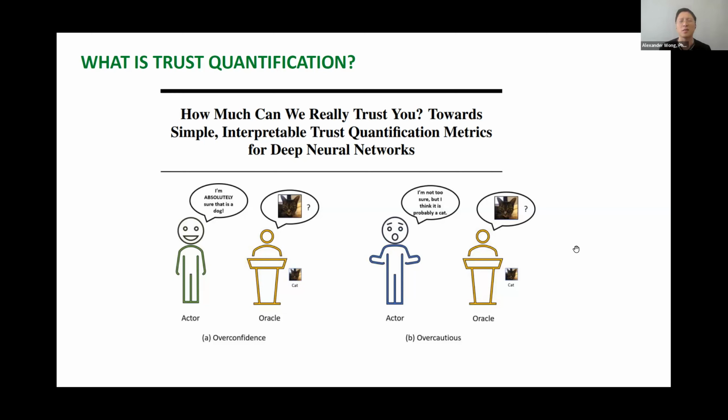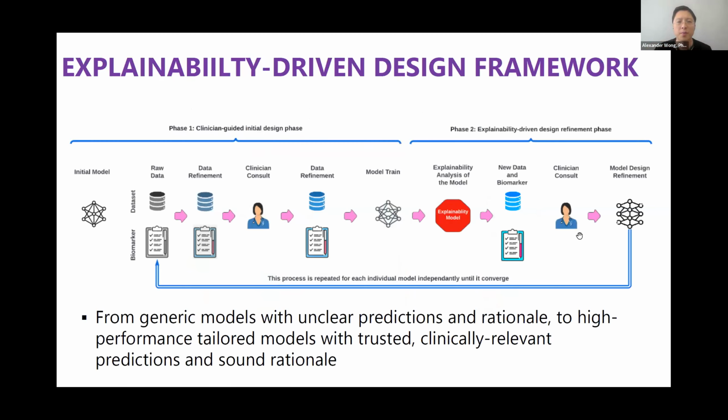And we've had a lot of success improving the overall reliability on not only the decisions being made, but also the actual level of certainty or confidence that the AI has in its overall decisions. Right? And so using all of these different types of concepts in explainability, trust quantification, and so on and so forth, what we've done is build and introduce an explainability-driven design framework for improving and building tailored models with trusted, clinically relevant predictions and sound rationale.